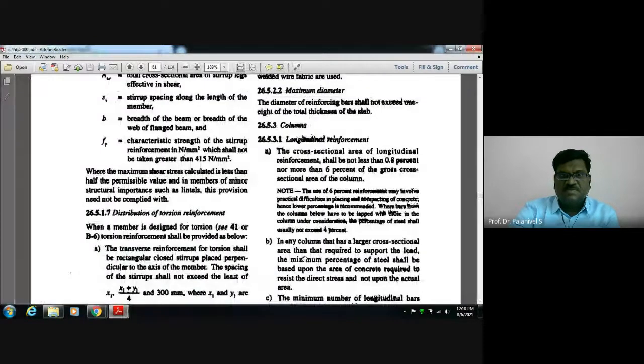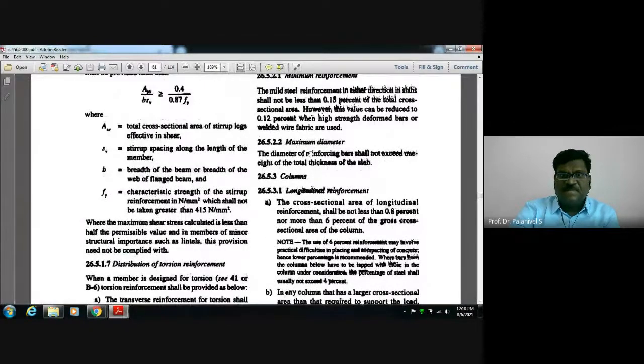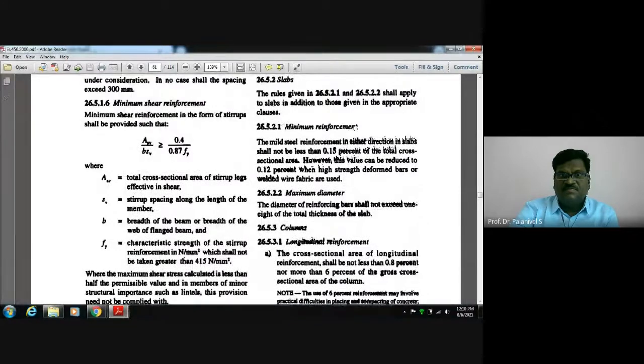26.5.2.1, minimum reinforcement. The mild steel reinforcement in either direction in slabs shall not be less than 0.15% of the total cross-sectional area. However, this value can be reduced to 0.12% when high-strength deformed bars or welded wire fabric are used.